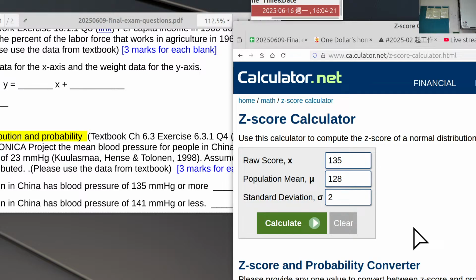Use the website, or you can type calculator.net z-score calculator. You can find this website. Is it okay? Yes, in 1 minute you can type this. Then follow my steps.